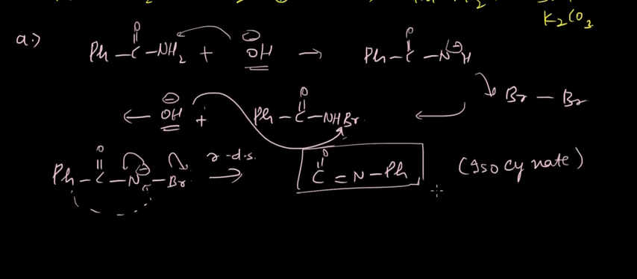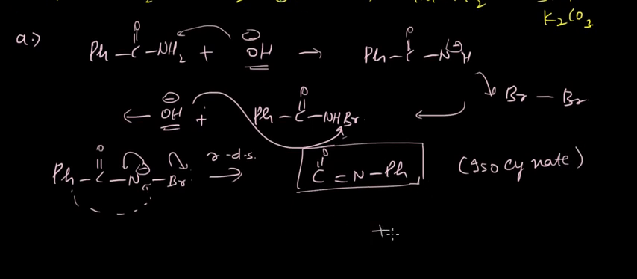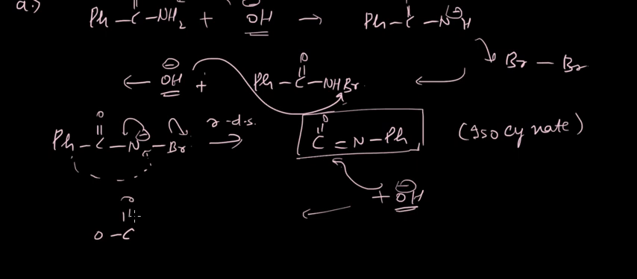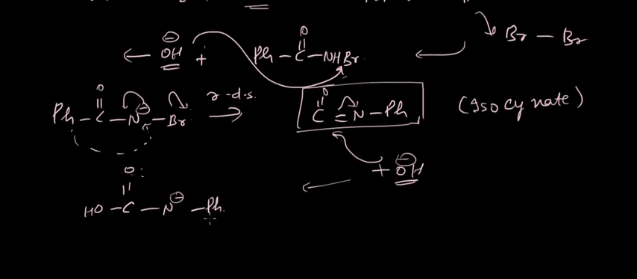Next, on this isocyanate, again one OH minus will attack on the carbon atom, and as a result we will be getting C double bond O, OH here, and again a negative charge would be coming on the nitrogen atom, and Ph would be there. Next, the N minus will take one hydrogen atom from the water molecule.